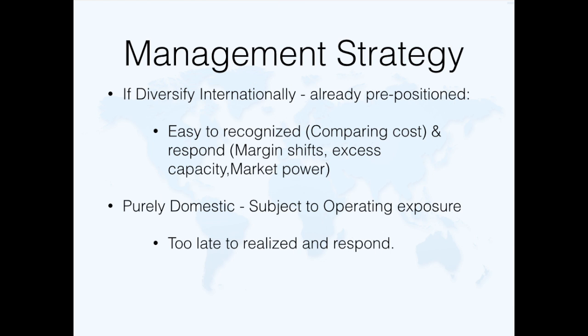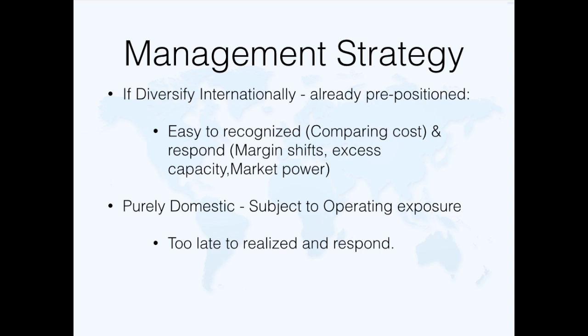If the company diversifies internationally, that means the company is already pre-positioned for operating exposure, because international companies find it easy to recognize by comparing different areas' costs and performance, and also easy to respond by margin shifts and by using their excess capacity and market power.